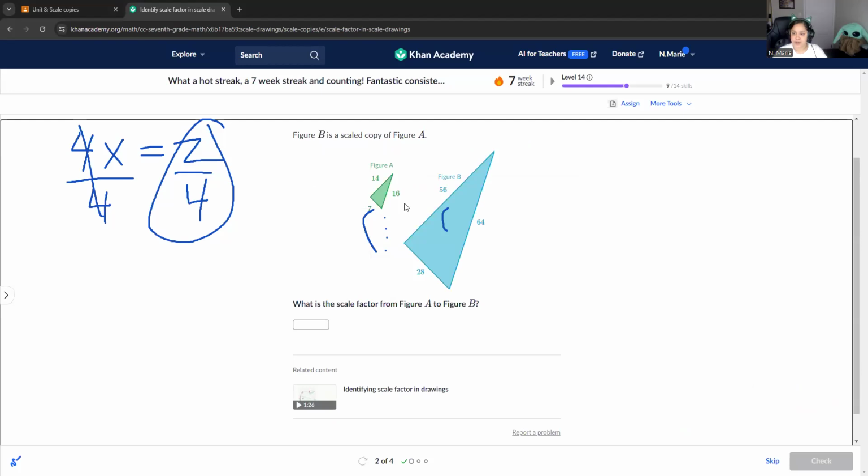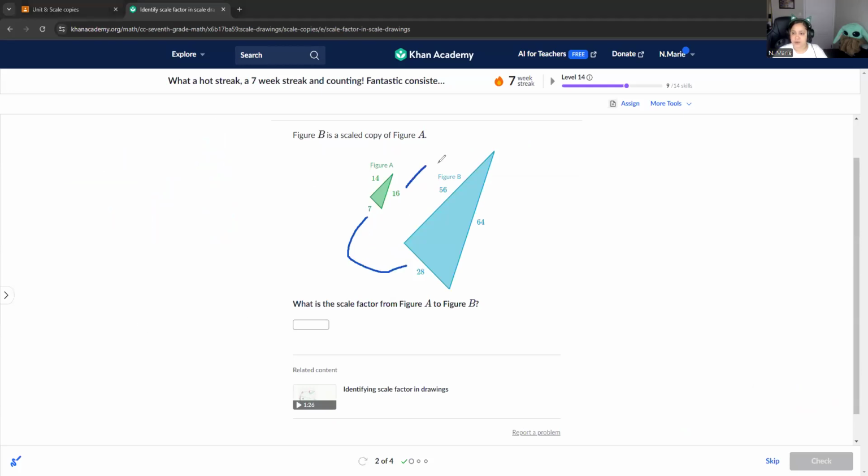All right, so what about this one? How do I get from 7 to 28 or 16 to 56 or 14 to 56 or 16 to 64? Well, I multiply all those by 4. I multiply figure A, all corresponding sides, by 4 to get to figure B.